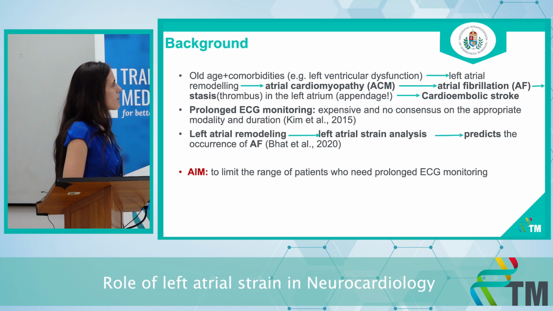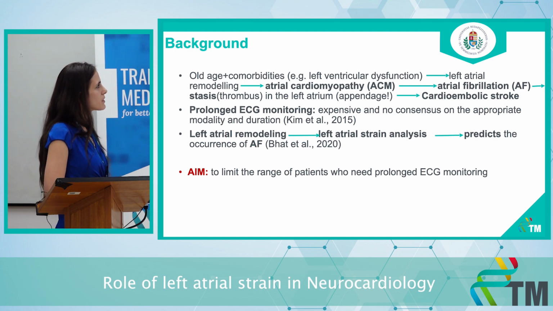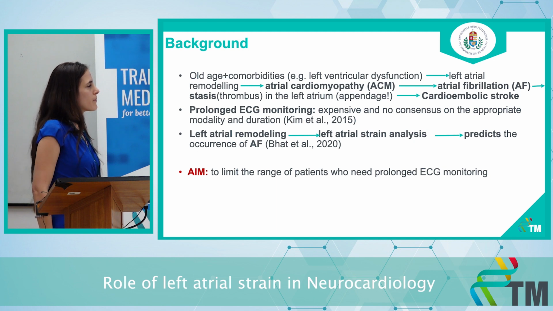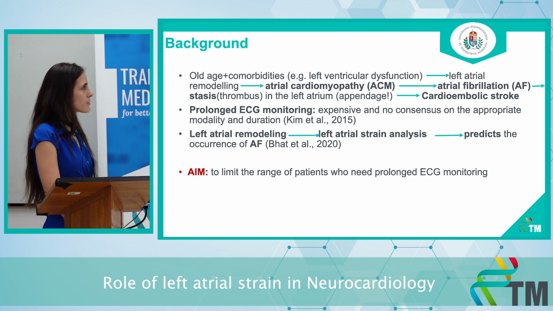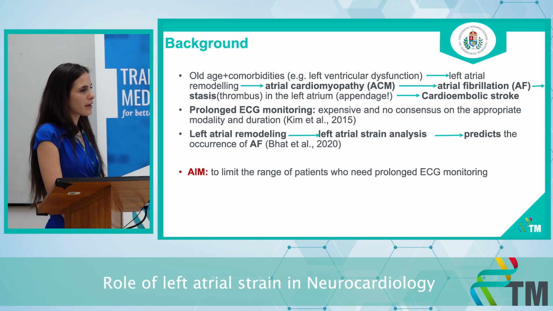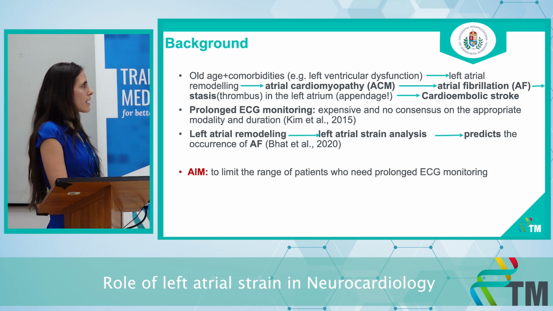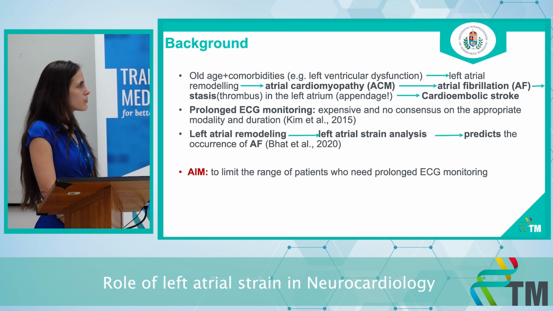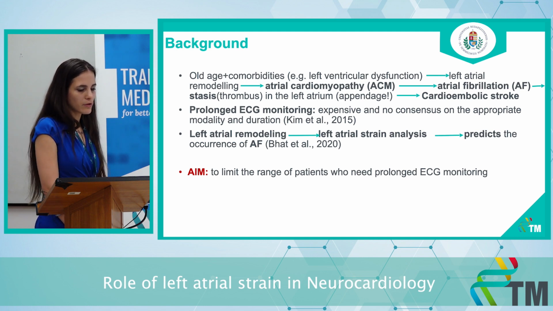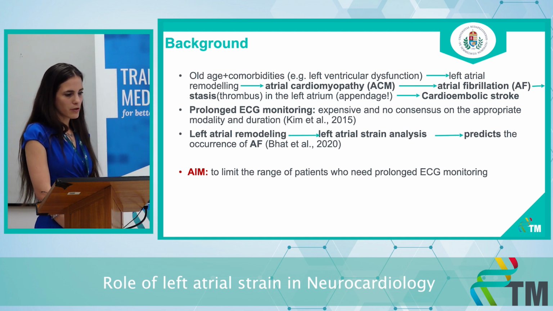I would like to highlight some background information about my topic. As we all know, old age comes with comorbidities, and for example, left atrial dysfunction can develop, resulting in left atrial remodeling, which can result in atrial cardiomyopathy. And we know that the underlying cause of atrial fibrillation is atrial cardiomyopathy. And of course, we all know that during atrial fibrillation there is stasis in the left atrium, in the left atrial appendage, and it can result in cardioembolization.